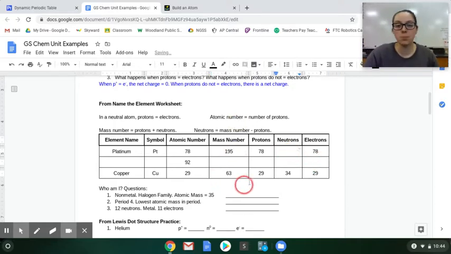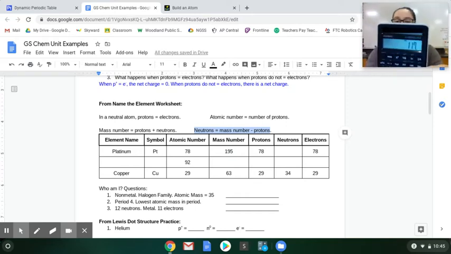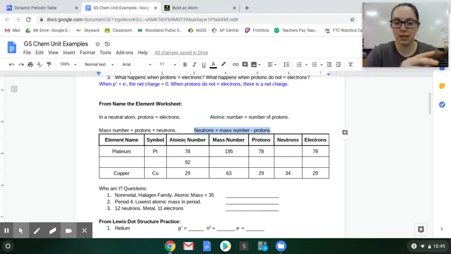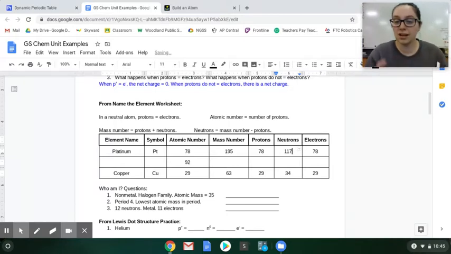I know my protons are 78. So my neutrons are equal to my mass number minus my protons. So in my calculator again, you can also use your phone, but I'm not going to do that. 195 minus 78 equals 117. So in my neutrons, I have 117 neutrons. Now we can always double check if you want to. If I have 117 neutrons and I have 78 protons, if I add those two together, I should get my mass number. And look at that. Good. So we've checked our work.